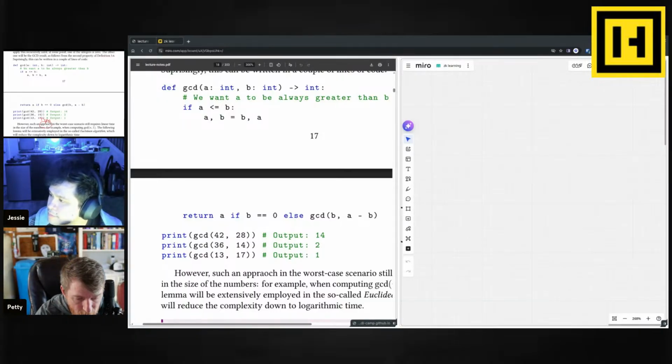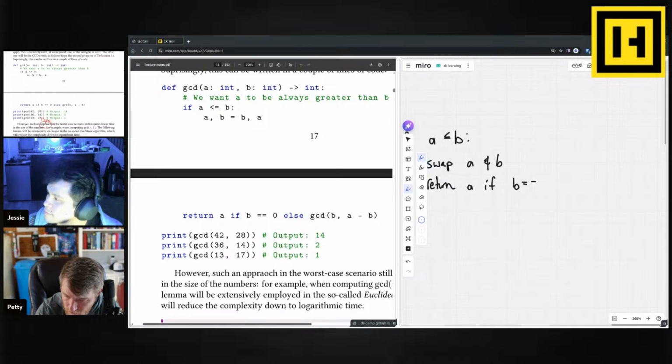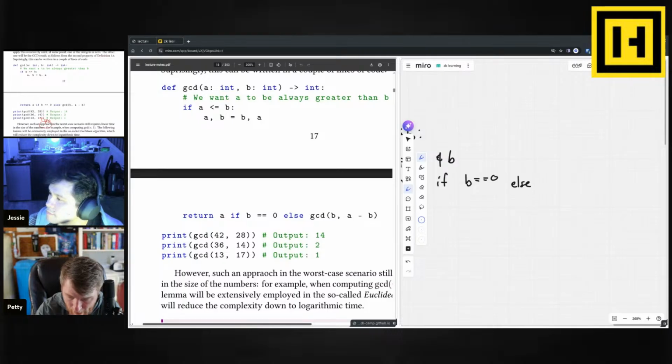So we have the definition. Given A and B, I'm going to write it out. If A is less than or equal to B, swap A and B. Return A if B is equal to 0, else GCD, it's recursive, of B and A minus B.